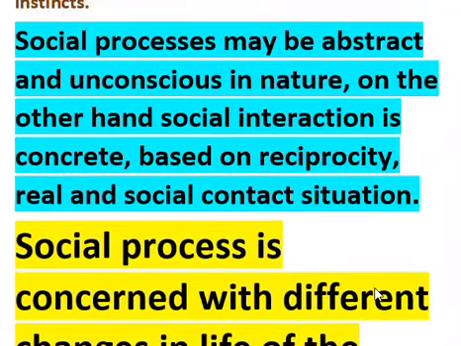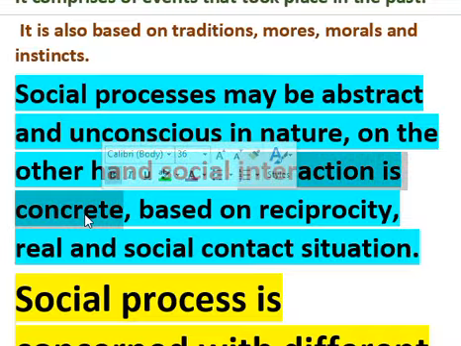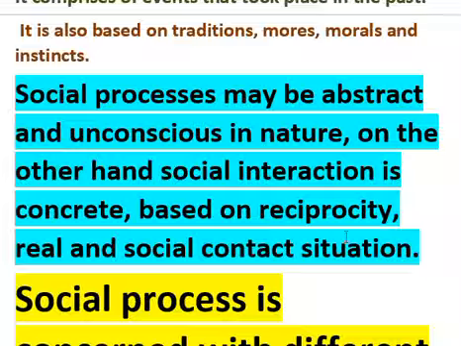In short, we can say that social processes may be abstract and unconscious in nature. On the other hand, social interactions are concrete and based on reciprocity, real and social contact situations. You just look at the social process. It may be an abstract thing. We cannot see it or touch it, or understand it by a single incident.